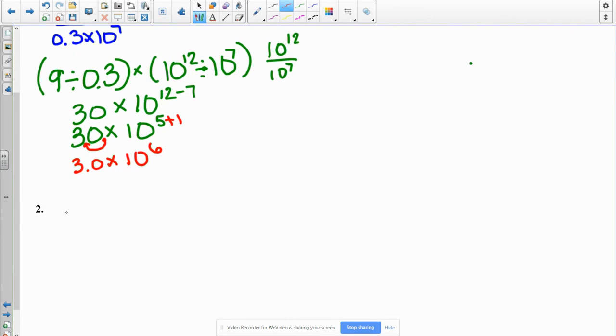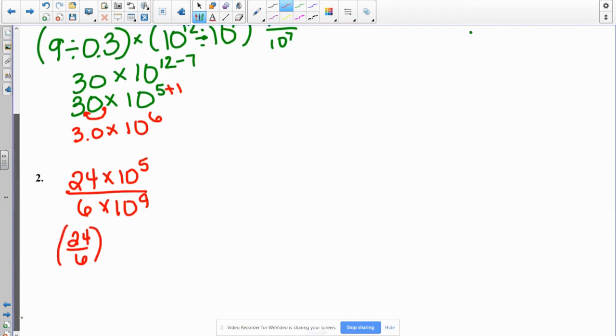Last example we're going to look at today is 24 times 10 to the 5th over 6 times 10 to the 9th. Again, we're dividing, which means we're going to divide the mantissas. This time I'll write it like this, see if it is easier for you to understand. So 24 divided by 6, and then 10 to the 5th divided by 10 to the 9th. So you're going to divide your mantissas first, and the quotient of 24 divided by 6 is 4.